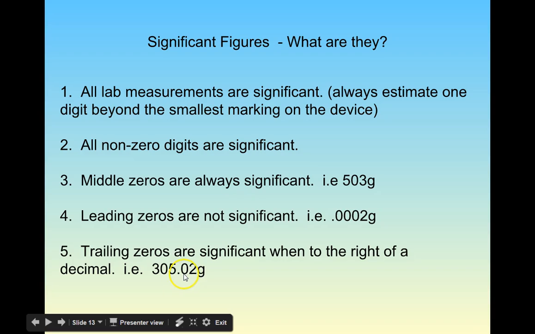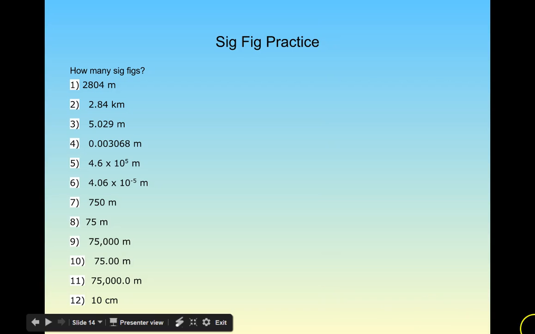When you have trailing zeros, if they are to the right of a decimal, they are significant. So this zero is significant. This is a middle zero. This is significant. So 305.02 grams, all 5 of those digits are significant. If you had a number like 3,500, only the 3 and the 5 are significant, not the last 2 zeros. So trailing zeros are only significant when they are to the right of the decimal.